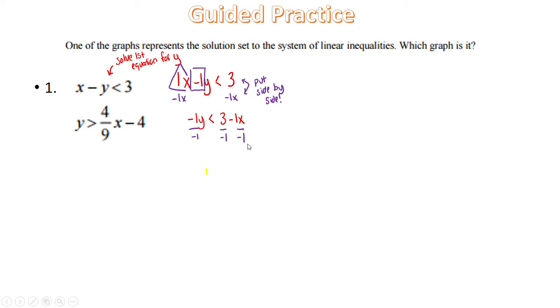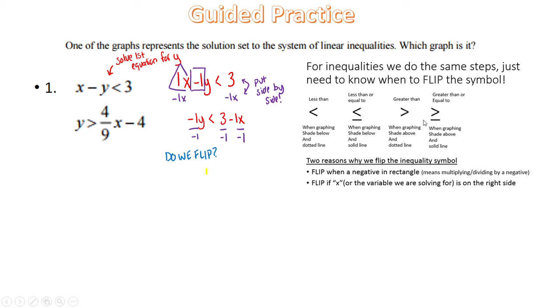Now with inequalities, I want to ask myself, do I flip right before I do the division, right before I do the last step? And if you forgot why we flip, here's the reasons. We flip because there was a negative in my rectangle. Also, we would flip since we're solving for y if y was on the right hand side, but y is on the left hand side, so we won't flip for this reason. But we do flip for the first reason because we're dividing by a negative number. So 3 divided by negative 1 becomes negative 3, and negative 1x divided by negative 1 becomes positive 1x.